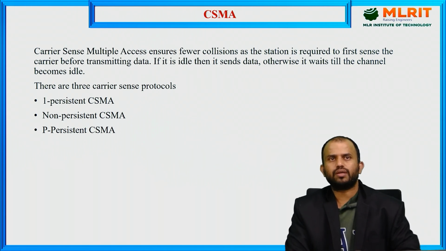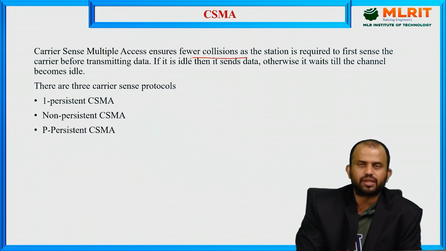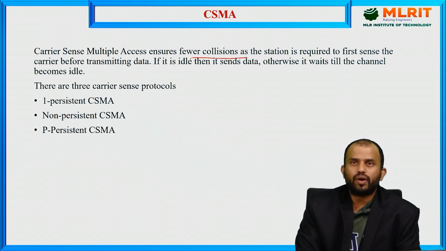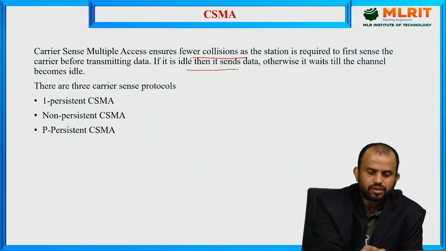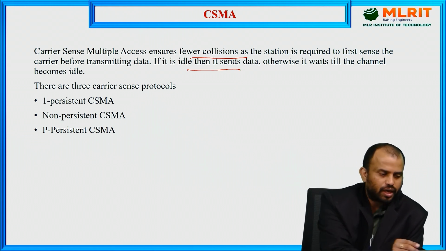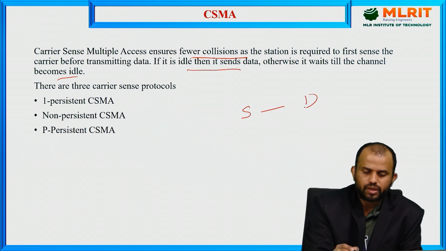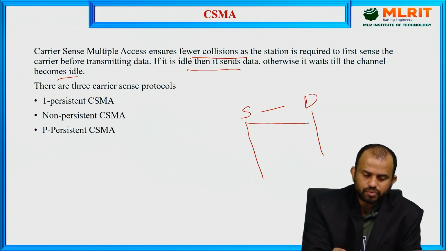Here, carrier sense multiple access ensures fewer collisions at the station, which first senses the carrier before transmitting data. If the channel is idle, it sends the data; otherwise it waits until the channel becomes idle. Understand it this way: we have two stations, a source station and a destination station, and we want to transmit information from source to destination.